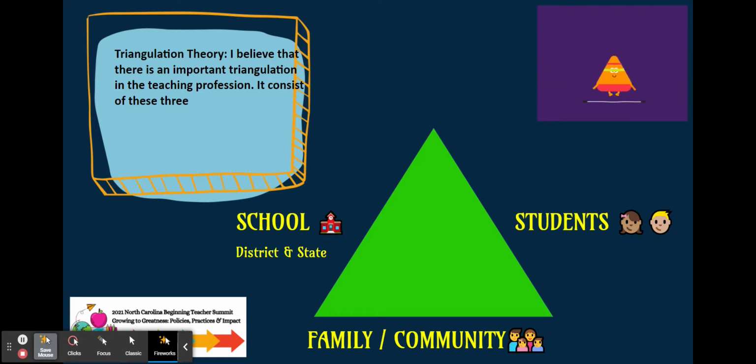And so this triangulation theory for me includes a school which embodies the expectation from the state and the district. It embodies the engagement with your students, as well as pulling in that participation, those opinions, and factors that come from families and the community. So we want to embody all of that and pull it all in together within our classroom to create relevance and validity for our school.